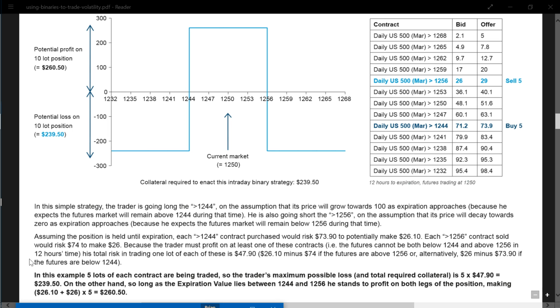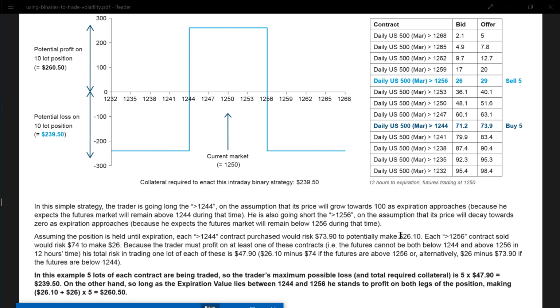Assuming that the position is held until expiration, each 1244 contract purchased would risk $73.90 to potentially make $26.10. Now he's selling 5 of those. So 26 times 5, well, let's call it $25, because $25 times 4 is 100, so 125. He's looking at about $130, $140 right here.